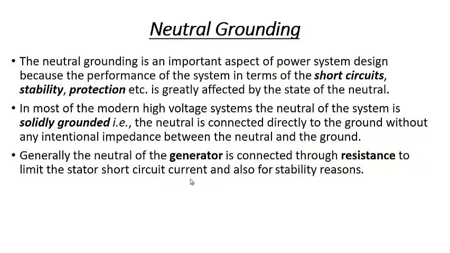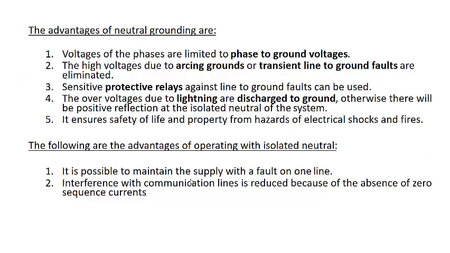Now this is just a broad definition and overview of neutral grounding, how this is done. Now what are the different advantages of neutral grounding? The first one is that voltages of the phases are limited to the phase to ground voltages. In case of isolated grounding, we'll also discuss that the phase voltages are not at the phase voltage, they will be at the line voltages. So when we do the neutral grounding, the phase voltages will remain at the phase voltages.